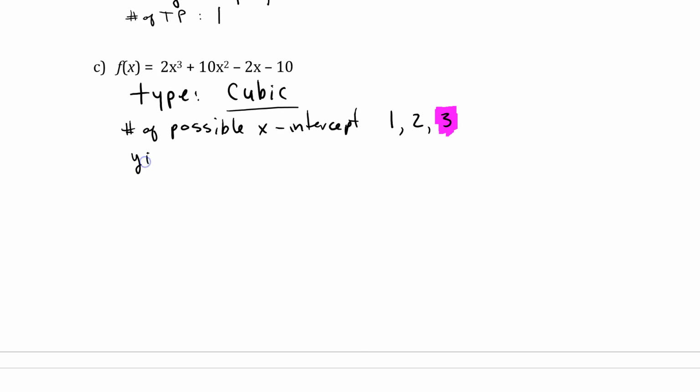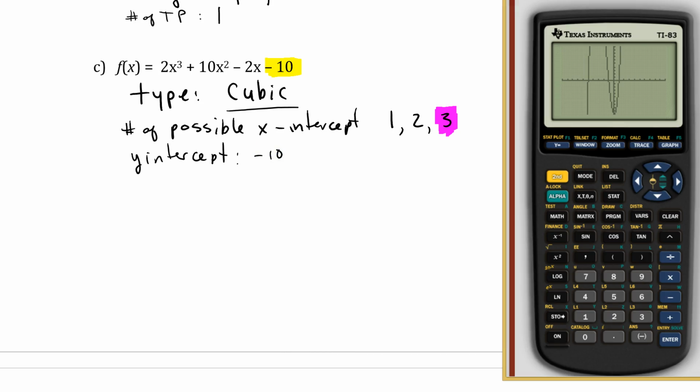The y-intercept, remember it always occurs where the constant term is, so that's going to be at negative 10. Don't take my word for it, let's check it out. So I'm going to go second trace, I'm going to hit the value. When x equals 0, what does y equal? Look at that, negative 10. That's where it touches right down here.